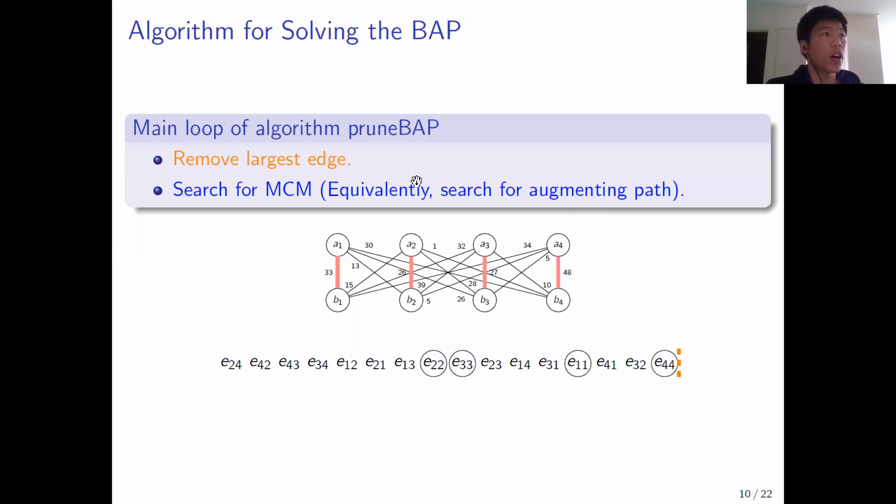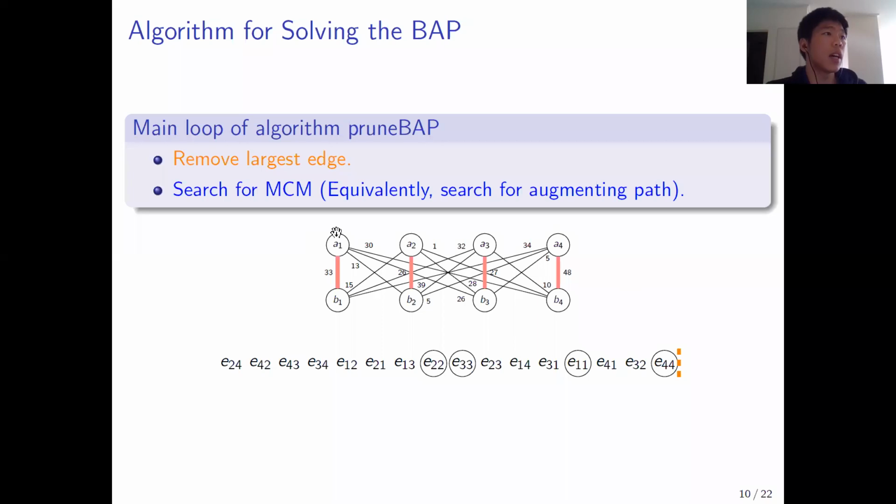So the algorithm will have 2 steps in it. The first step is I need to identify my pruned edge set, which involves really identifying the largest edge in the matching. And then after I've done that, I want to prune the set and then find within that pruned edge set whether or not an MCM still exists. So I'll go through this with the help of these 2 visual aids.